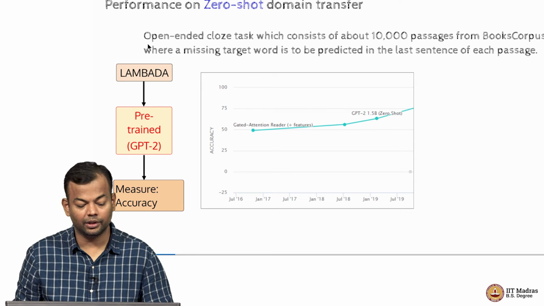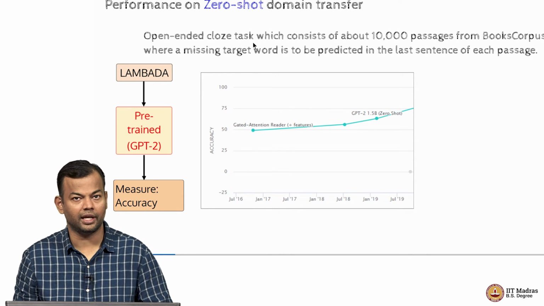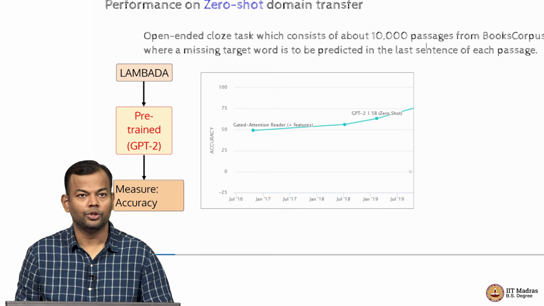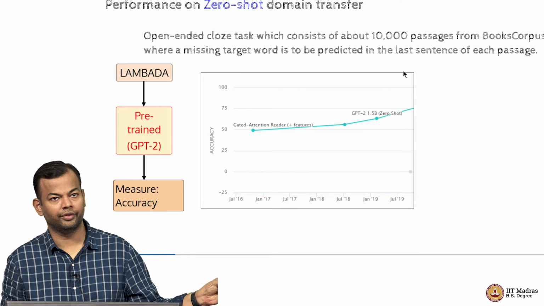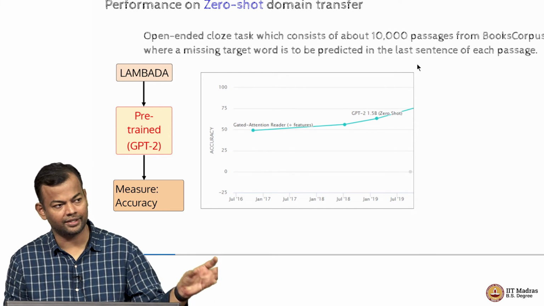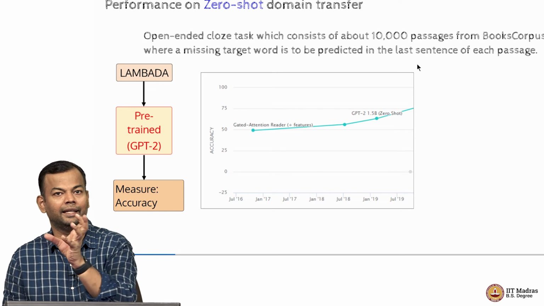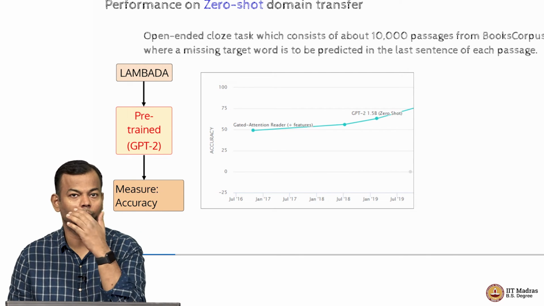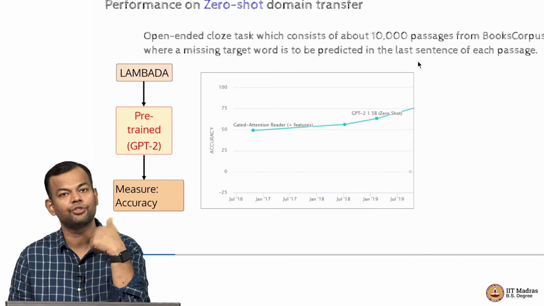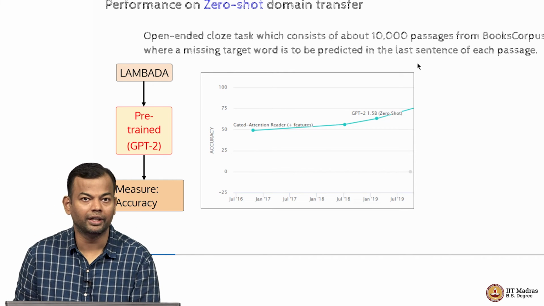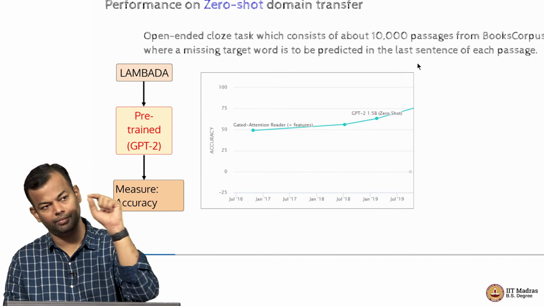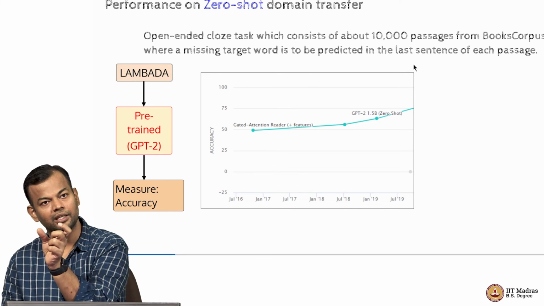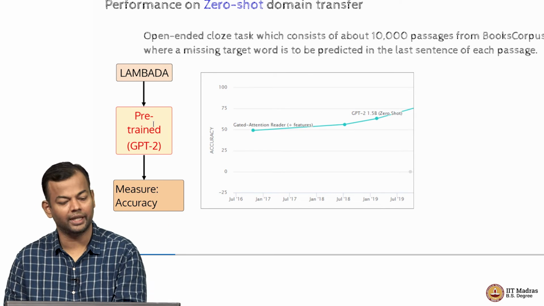Then they looked at something known as the closed task, right? So these are 10,000 passages from the books corpus. The input to the model is a snippet of a story, and in the last sentence there is some word which has been hidden, and the model has to predict that word correctly. So you can think of it as the model reading the entire passage, and there is one word missing, and the model has to output that correctly, right?